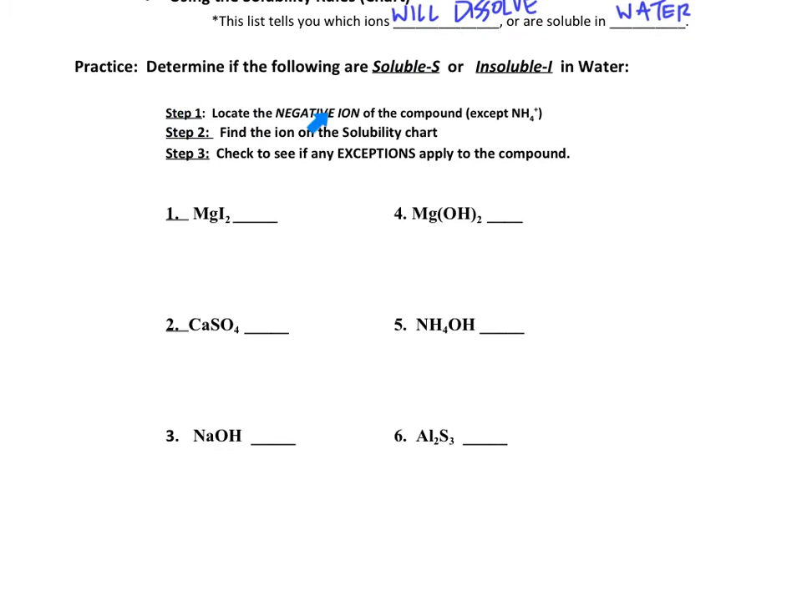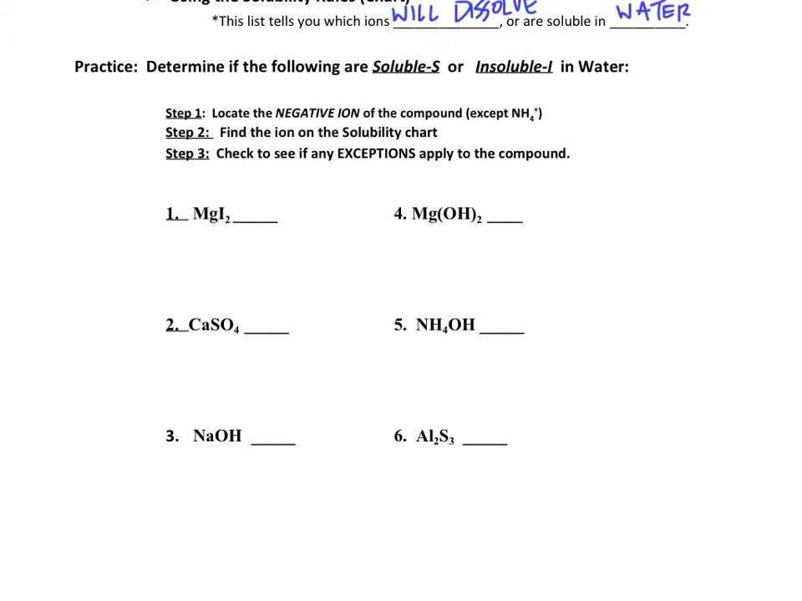Step 1 says locate the negative ion in the compound. So all of them are negative except for ammonium. Ammonium is the only one that's going to be. Step 2 says find the ion on the solubility table. And then step 3 is check to see if there are any exceptions that apply to that compound. So let's practice one. Number 1 says magnesium iodide, MgI2.